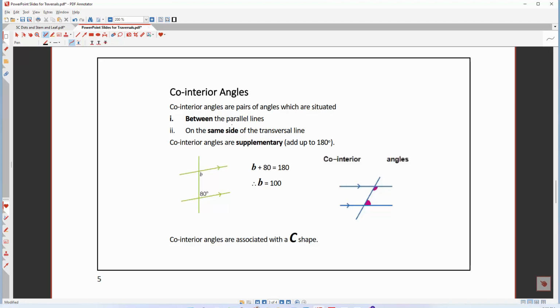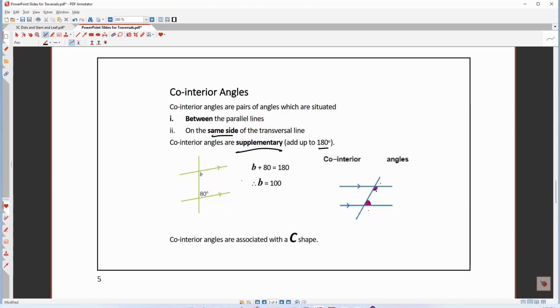All right, the final one that we'll explore is called co-interior. Where are they? Between the parallel lines, and they're also on the same side of the traversal line. Here we can see that the angles we're talking about are between the parallel lines, not outside of it, and they're on the same side of the traversal line. These two are on the right side. And they're supplementary, or add to 180 degrees.